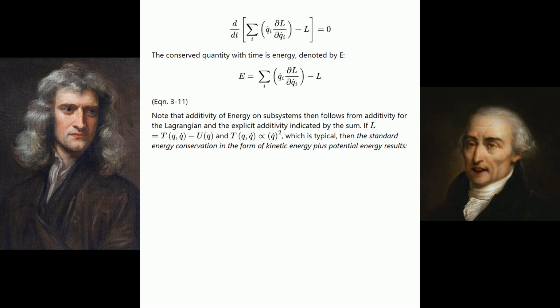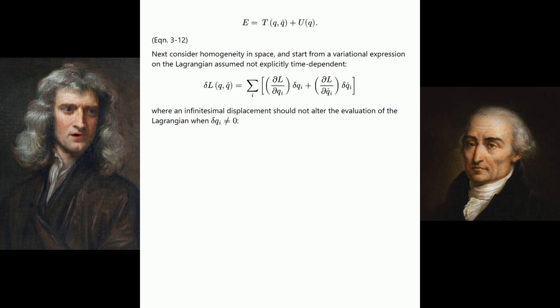Note that additivity of energy on subsystems then follows from additivity for the Lagrangian, and the explicit additivity indicated by the sum. If L equals T of q, q dot minus U of q, and T of q, q dot is proportional to q dot squared, which is typical, then the standard energy conservation in the form of kinetic energy plus potential energy results. Equation 3-12.